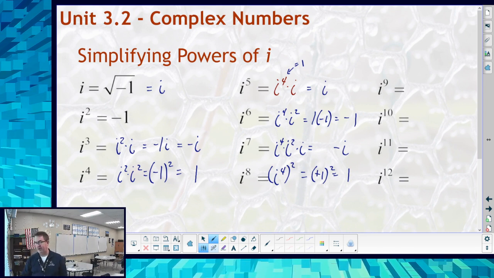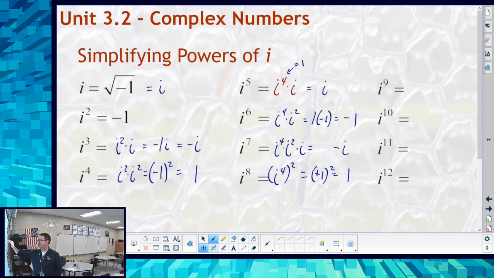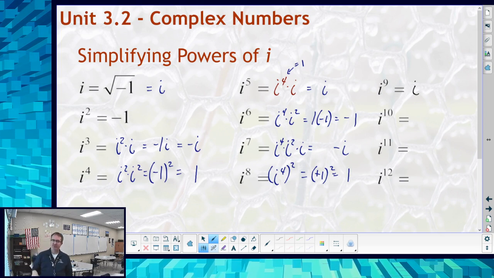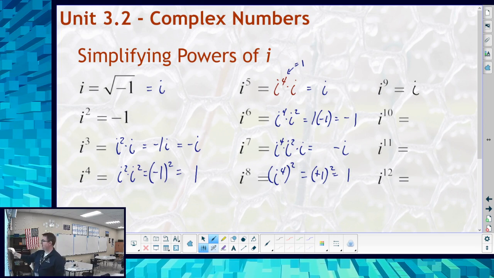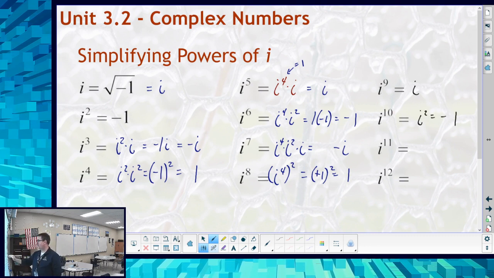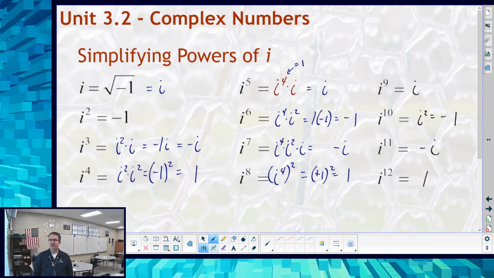So in every set of 4, when I get this, this is actually i to the 8th times i, so that's just going to be i. I to the 10th, so again, I can take 8 off. That's just going to become i squared, which is negative 1. Then I'm going to get the opposite of i, then I'm going to get 1. And that's going to continue.